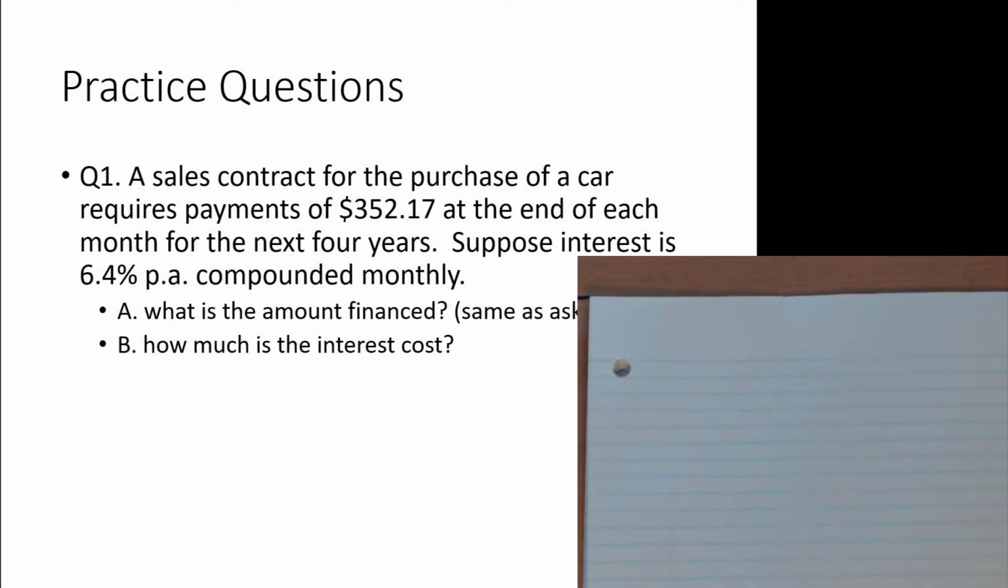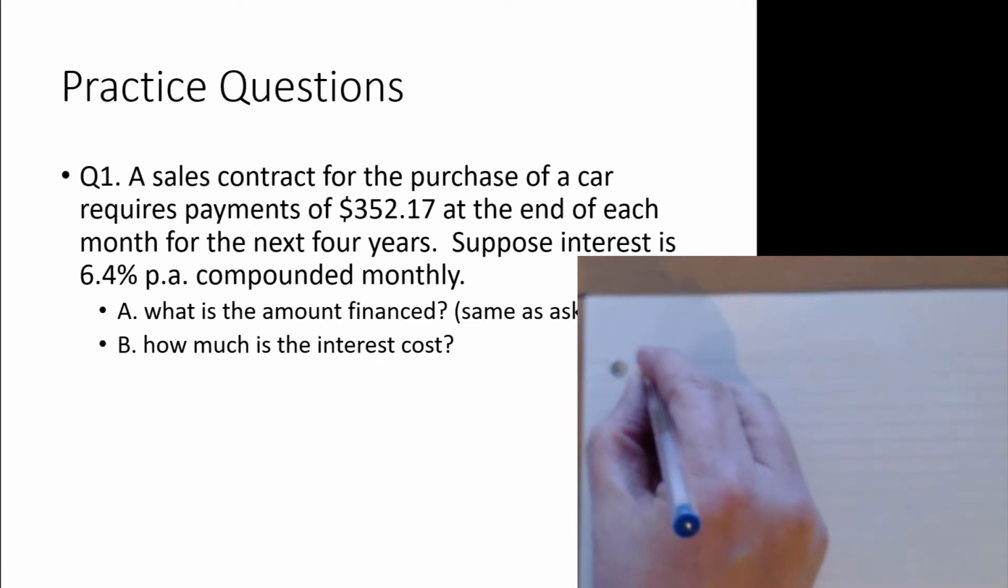Question 1. A sales contract for the purchase of a car requires payments of $352.17 at the end of each month for the next 4 years. We see an annuity, same payment, regular payment structure. Suppose interest is 6.4% per year, compounded monthly. What is the amount financed? So that's like asking for present value.